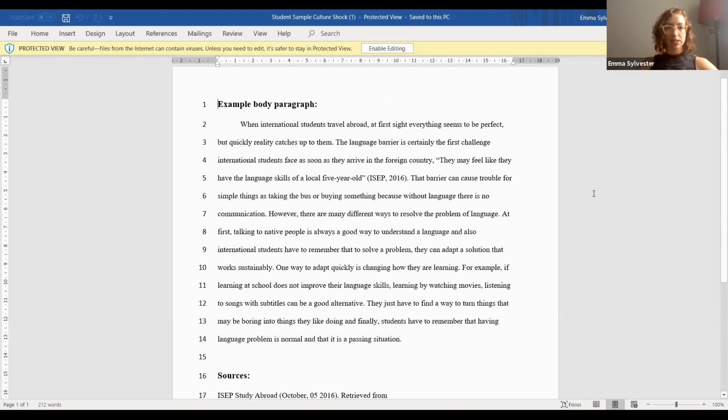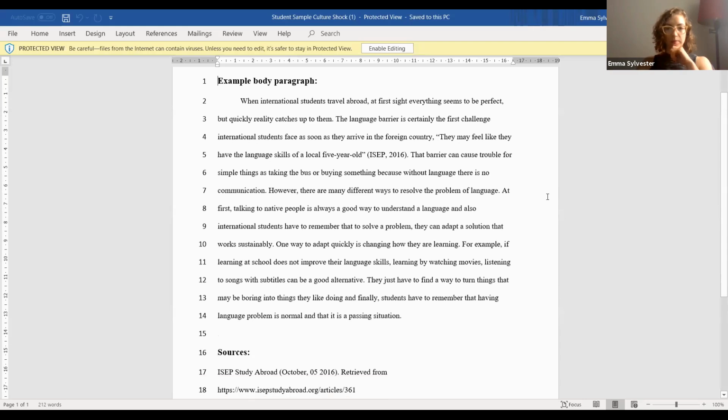So this paragraph says, when international students travel abroad, at first sight, everything seems to be perfect, but quickly reality catches up to them. The language barrier is certainly the first challenge international students face as soon as they arrive in the country. They may feel like they have the language skills of a local 5-year-old. That barrier can cause trouble for simple things as taking the bus or buying something, because without language, there is no communication. However, there are many different ways to resolve the problem of language.